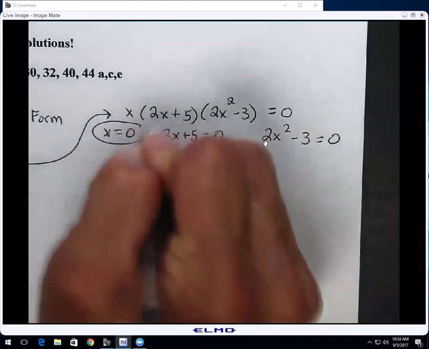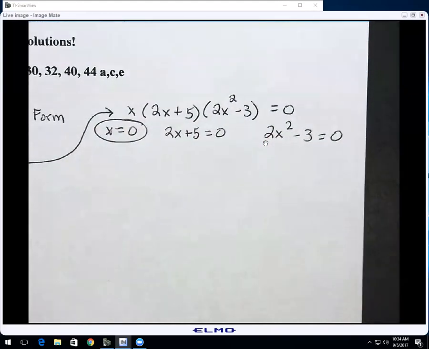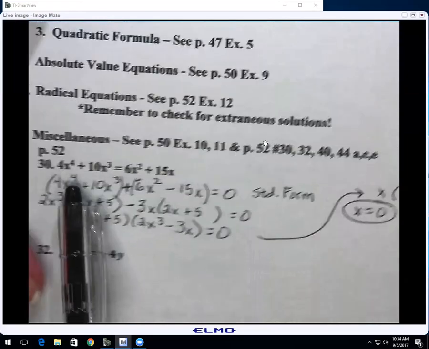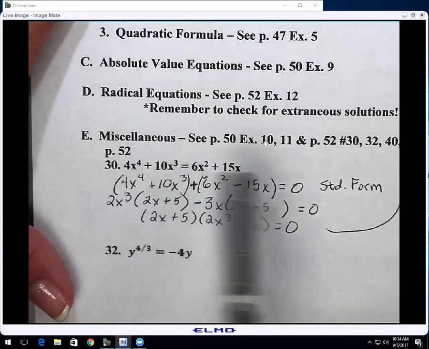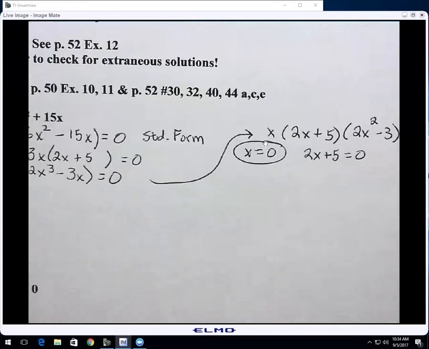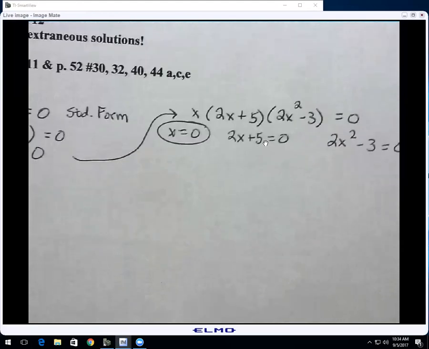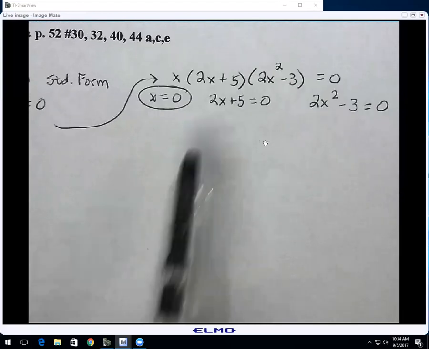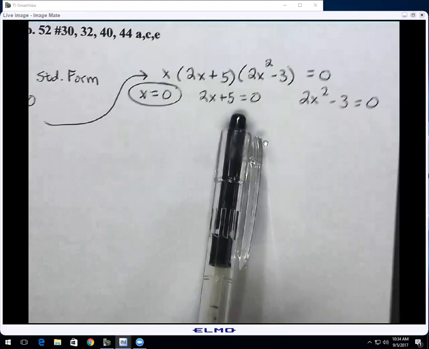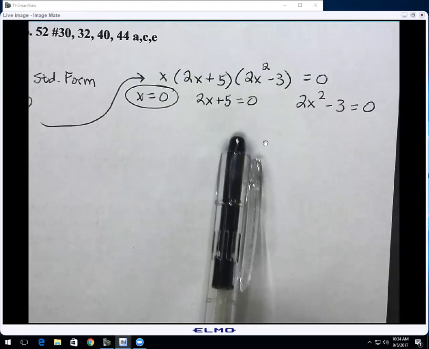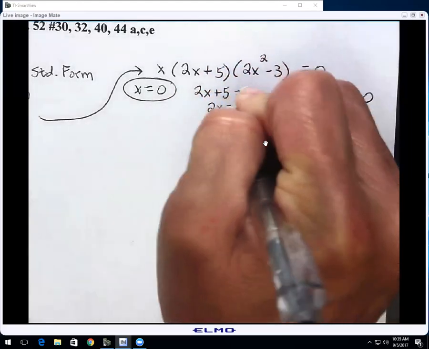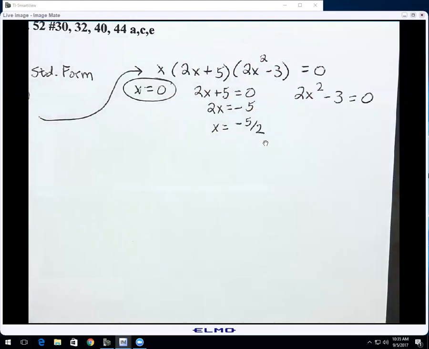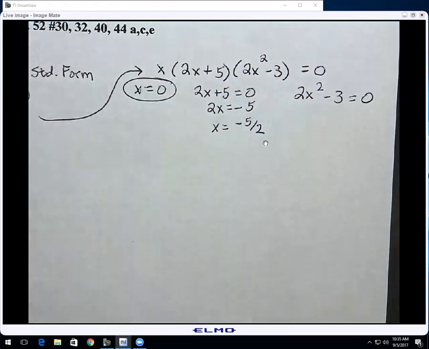0 is one solution. It works. If I put 0 back into the place of all the x's in the original equation, I'm just going to end up with 0 equals 0. That's true. So 0 is one of the answers. What kind of equation is the second equation? Linear. So I just subtract 5 from both sides and divide by 2. Negative 5 halves is one of the answers. I don't want to have to check it right now, but I could if I had to.